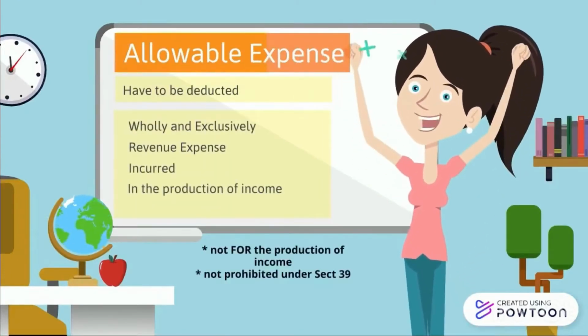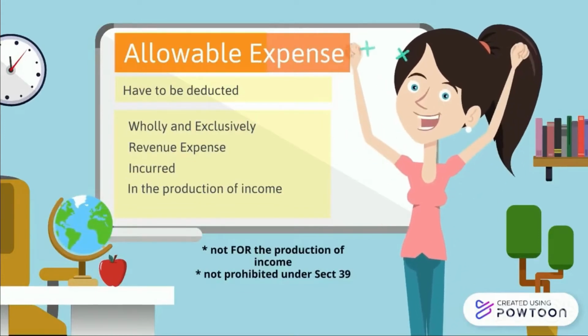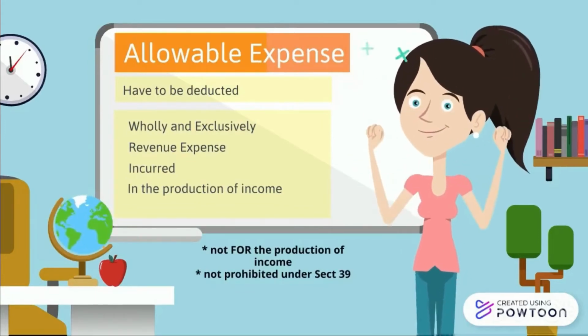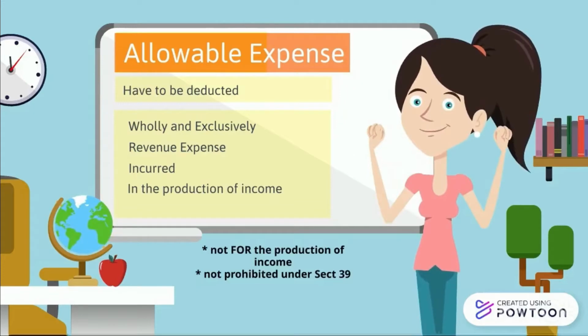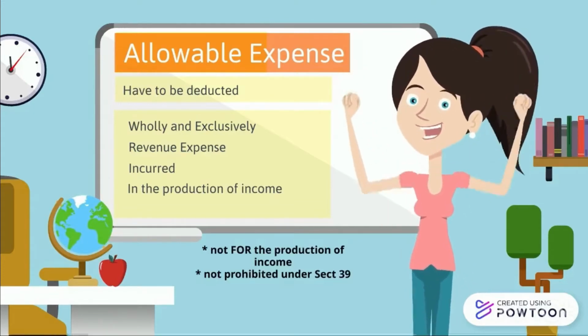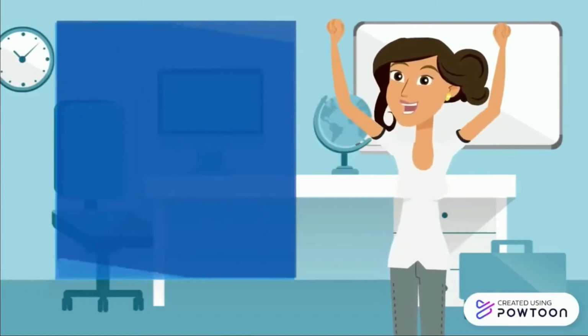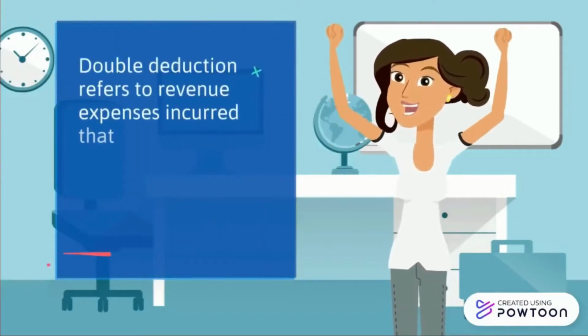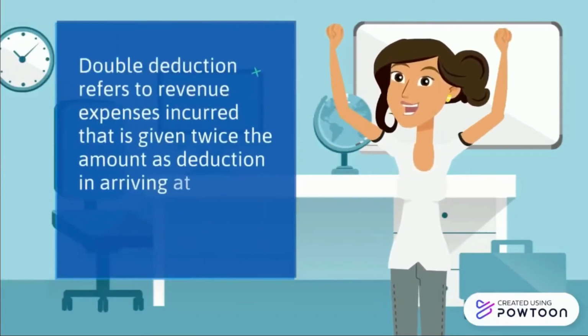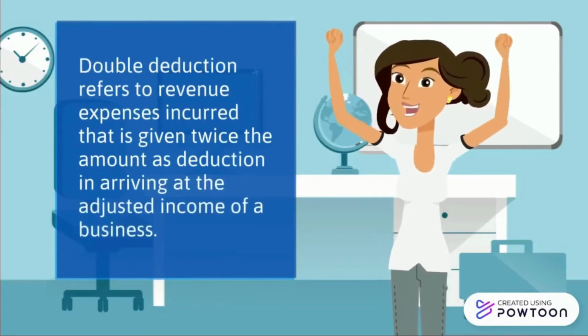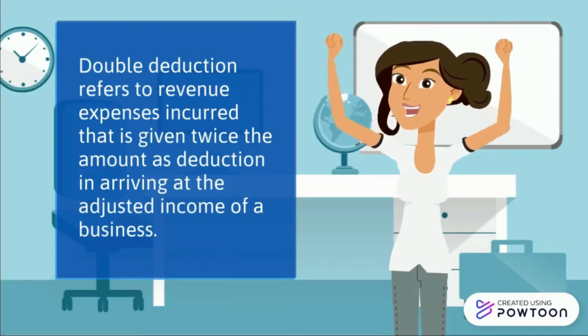Allowable expenses need to be deducted after the non-allowable expenses and the capital expenses, which are wholly and exclusively revenue expenses incurred in the production of the income. Double deduction refers to revenue expenses incurred that are given twice the amount as deduction in arriving at the adjusted income of a business.